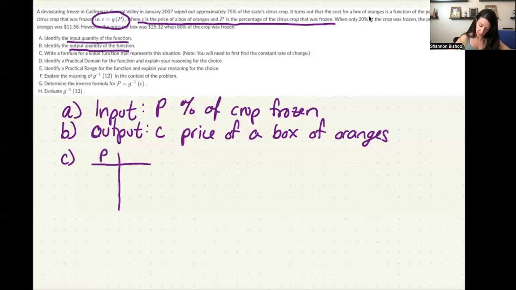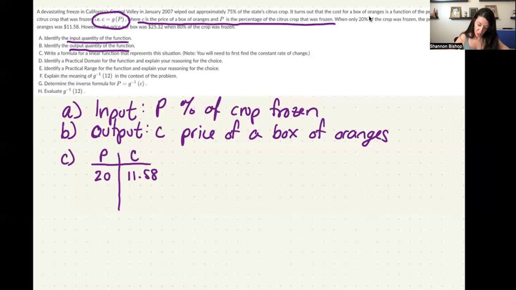So if the input is P and the output is cost, if we go back and look at this scenario and what was given to us, we're told in that paragraph that when 20% of the crop is frozen, the cost for a box of oranges was $11.58. So those values go together. When there was 20% of the crop frozen, the cost of a box was indeed $11.58. So that would be one ordered pair that goes with this situation.